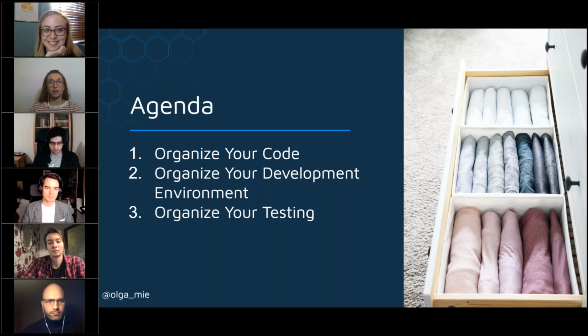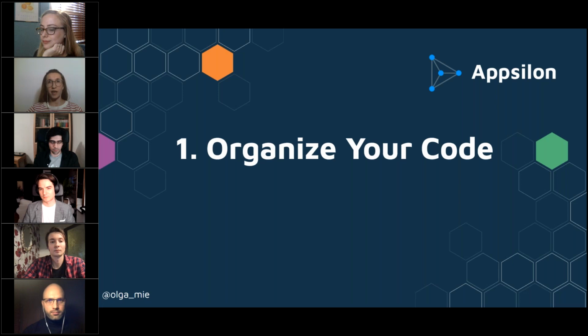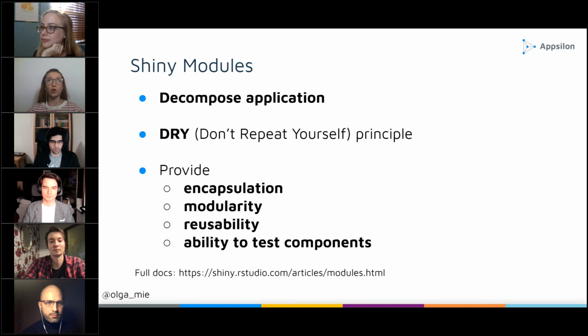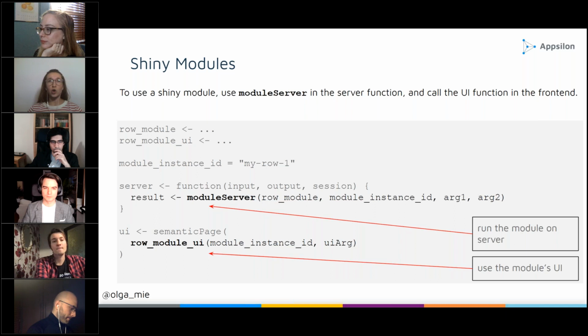How should you organize the code inside your Shiny app? First answer is use Shiny modules. So Shiny modules let you decompose your application so you can follow the don't repeat yourself coding principle. They offer encapsulation, modularity, reusability, and allow you to test the whole components. They allow you to organize your app in a server and a UI part, which in essence means that you can define your own pair of server and UI logic and use it inside your app or embed it in the other module.